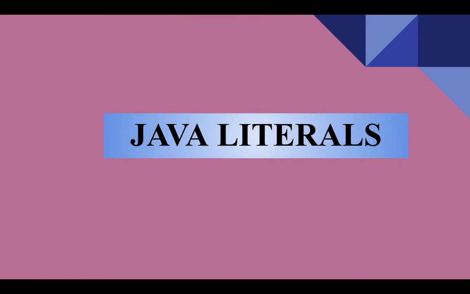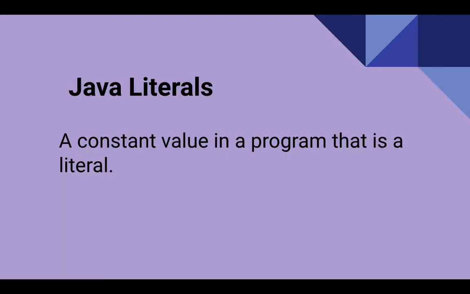Today we are going to discuss Java literals. A literal is a constant value in a program. For example, 10, 20, true or false, etc. These all are literals for various data types.